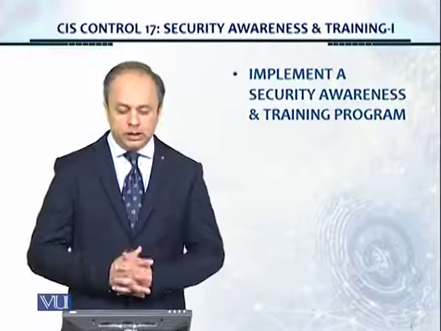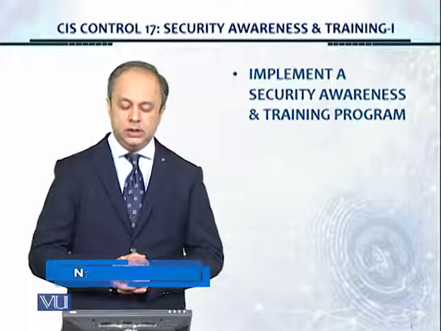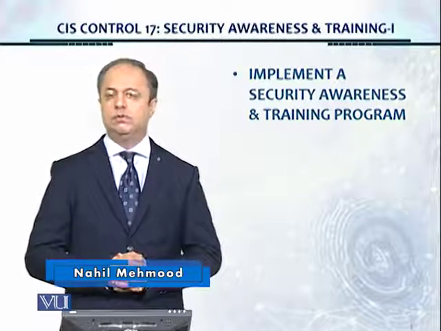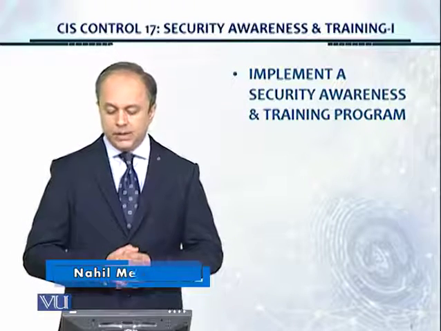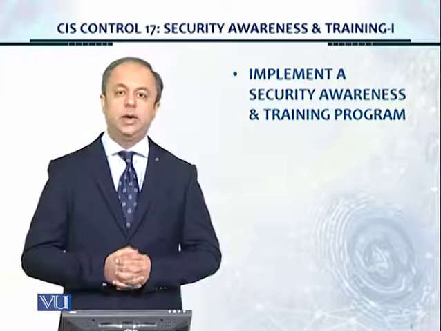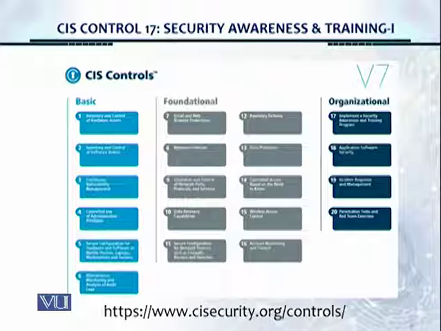Welcome. In this module, we're going to take a look at CIS control number 17, Security Awareness and Training, which is a very important part of the information security program, to implement a security awareness and training program for the entire organization. Now, as you can see, version 7 CIS controls, there are 20 controls, and now we've actually moved into the organizational controls, and we are talking about control number 17. Implement a security awareness and training program, and this is part of the organizational controls.